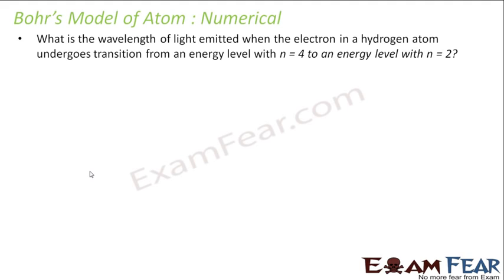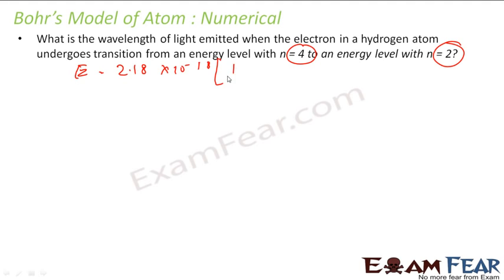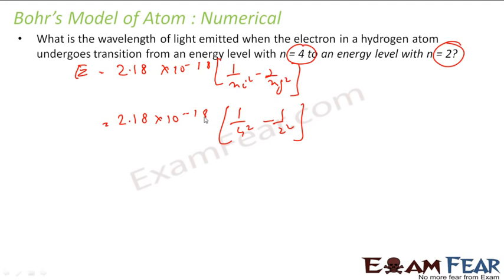Now another question: find the wavelength of light emitted when the electron of the hydrogen atom moves from 4 to 2. Similar question. E is equal to 2.18 into 10 to the power minus 18 into 1 by n initial square minus 1 by n final square. So n initial was 4, final is 2. If we solve this, we get minus 4.0875 into 10 to the power minus 19 joule. This is what you get. This is negative, that means it has emitted.